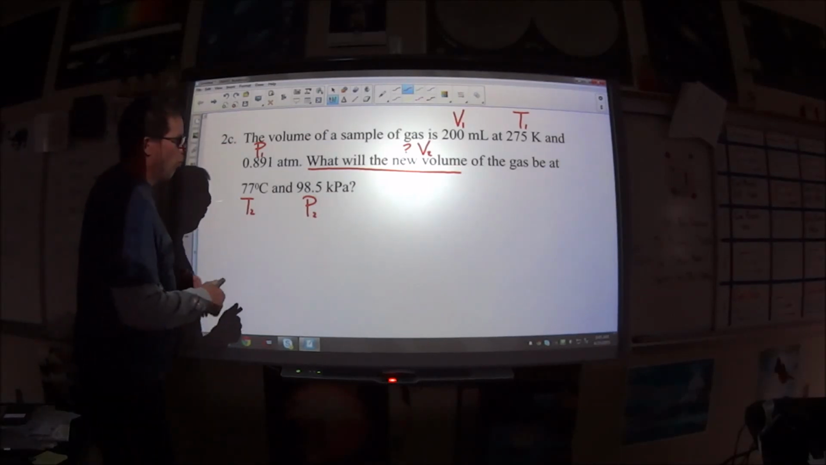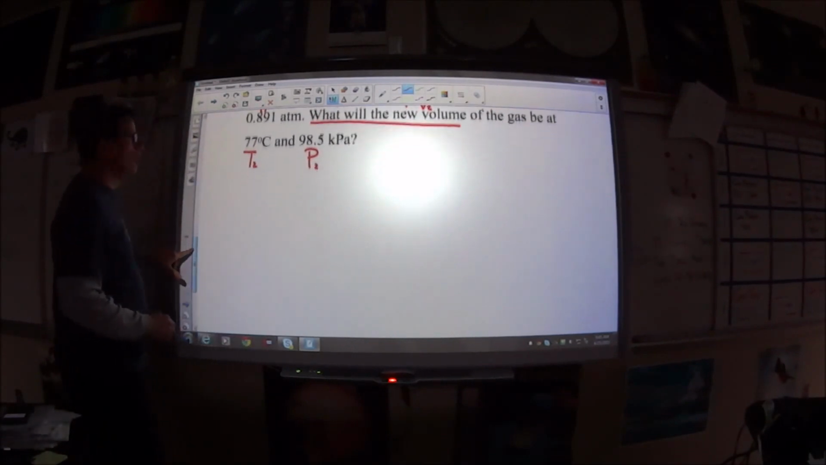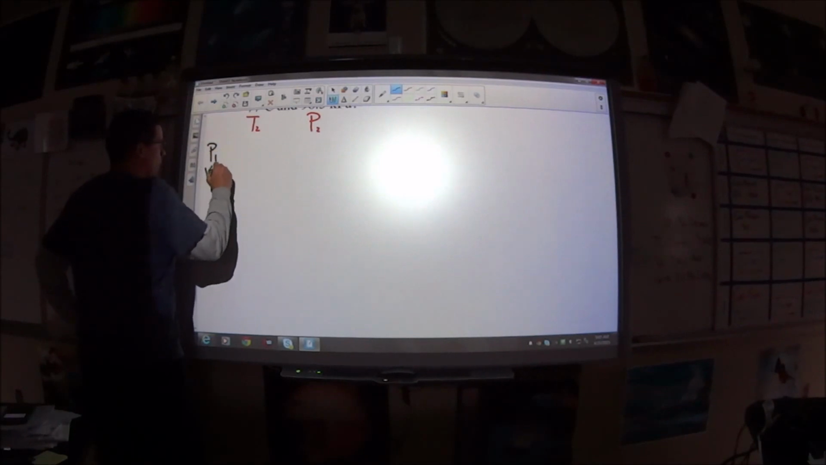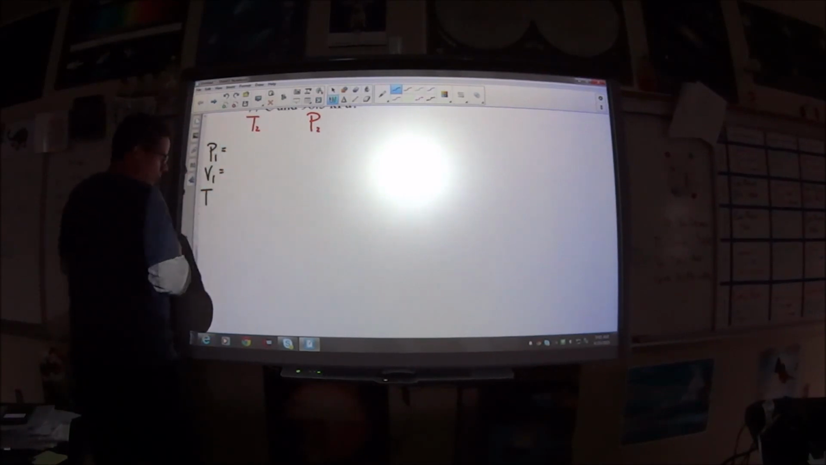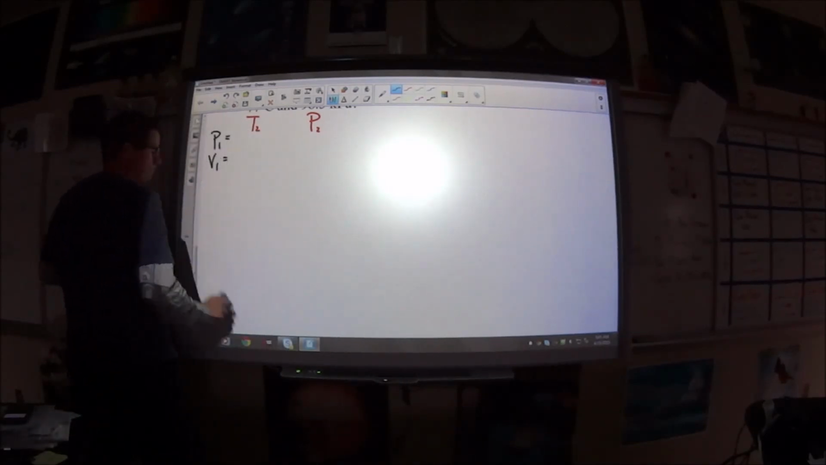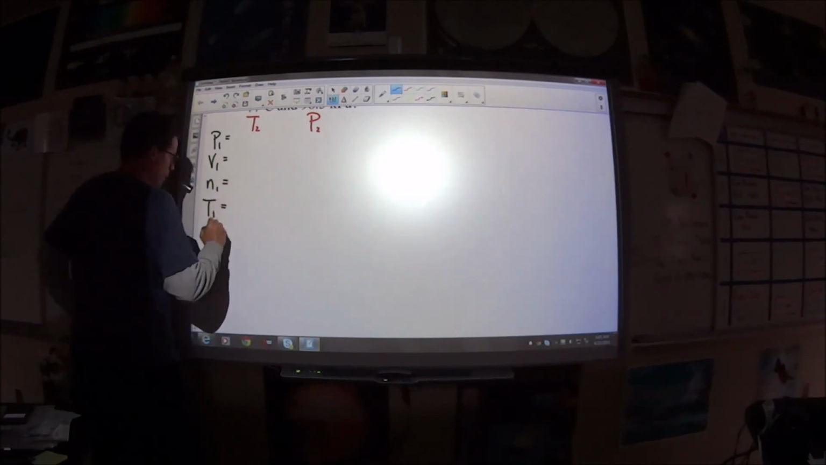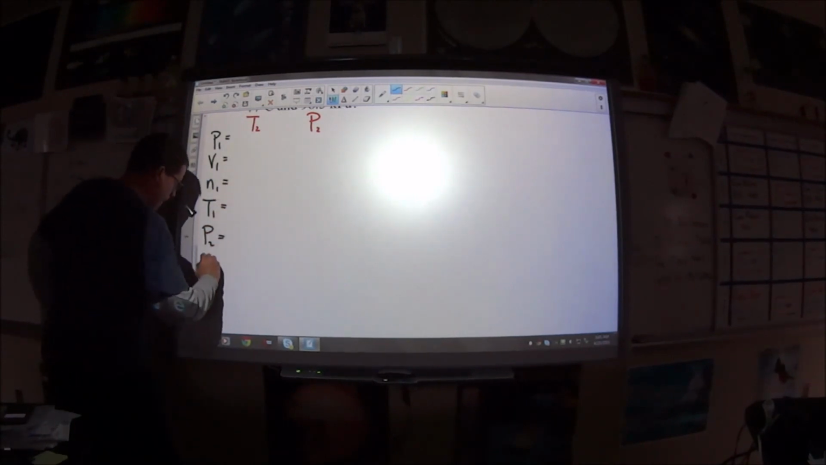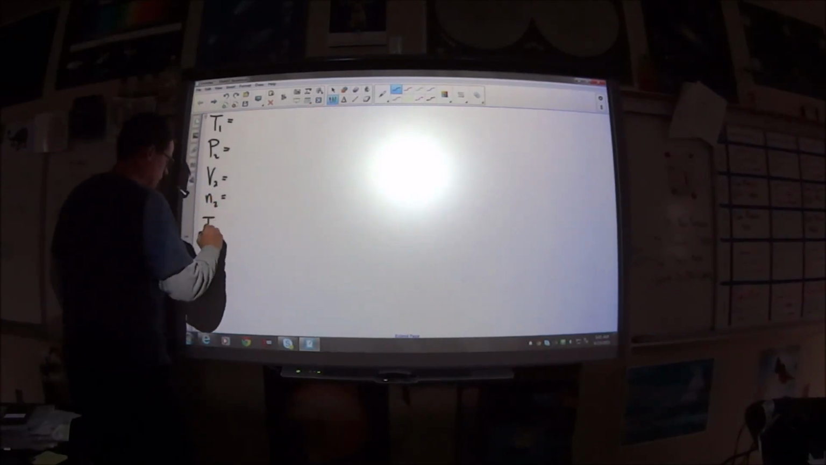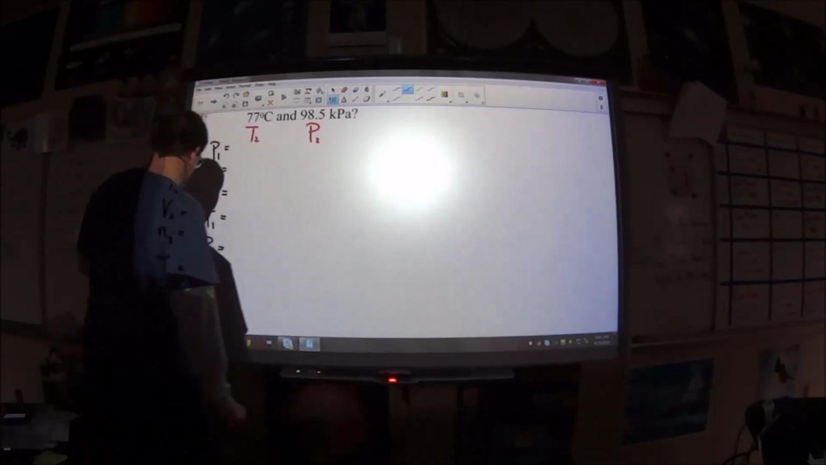Okay. So what we need to do is rearrange the variables. Actually, I'm going to identify the variables first. So let's go ahead and do what we did on the last problem. So P1, V1, N1, T1, and then we'll go P2, V2, N2, and T2. Okay. And let's put some values in there if we have them.